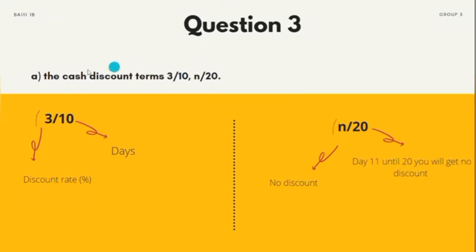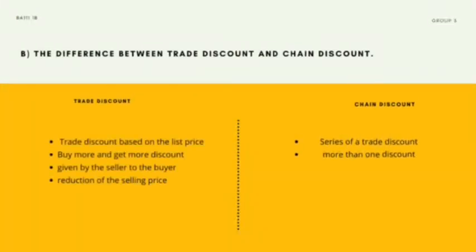Question number 3A. What are cash discount terms? The 3 over here means the discount rate. If you pay within 10 days, you will get a 3% discount. Otherwise, if you pay from day 11 until day 20, you will not get any discount, since the n over here means no discount. Next, question 3B.